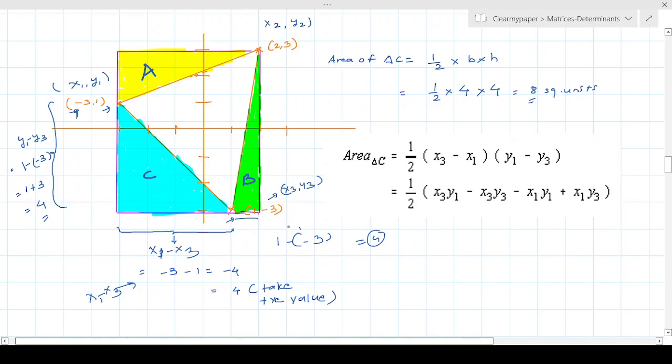If I'd switched the points, taking 1 first, it would have automatically given me the answer 4, right? But I've taken this one and I have just computed this value like this. Okay, so it does not really matter.